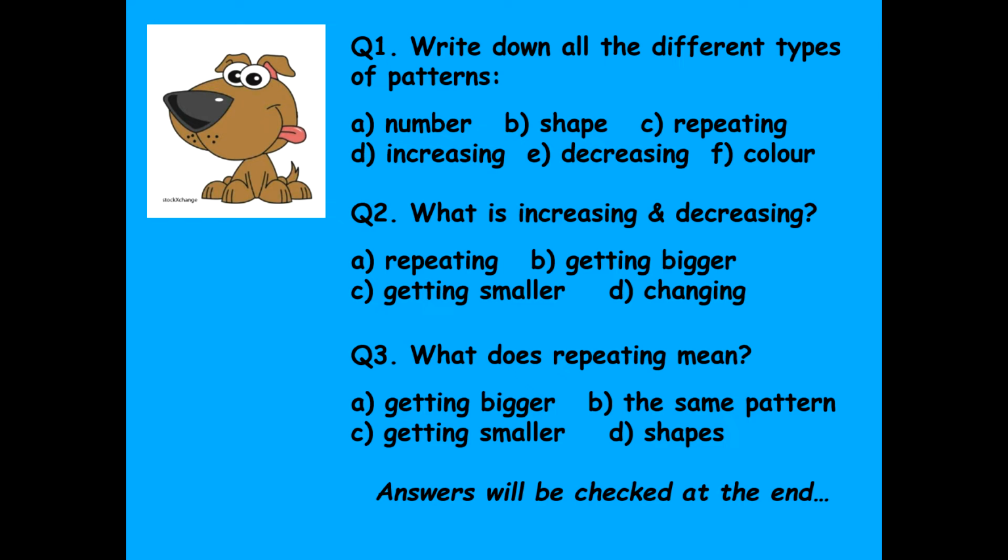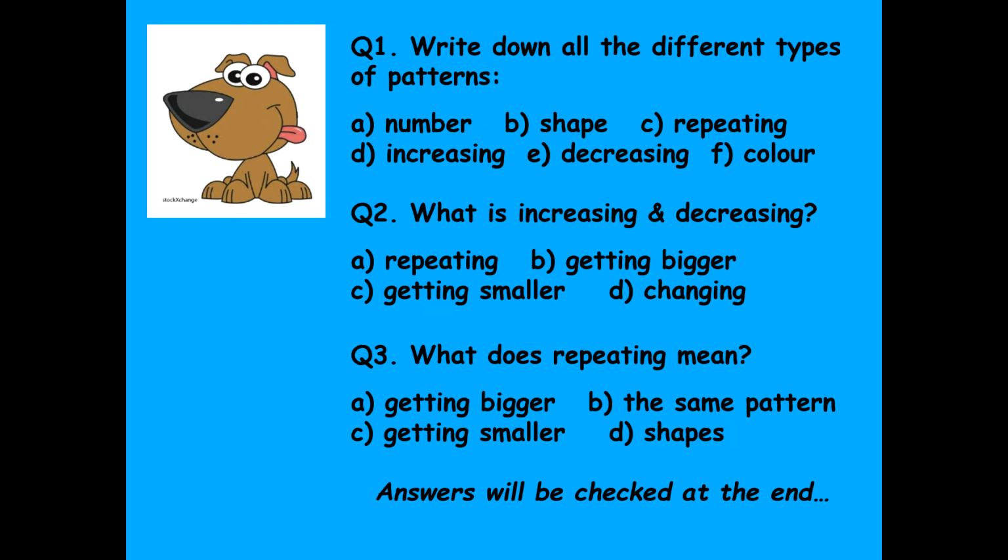Okay, number 1. This isn't a question, it's an instruction. I would like you to write down all of the different types of patterns that you can see here in front of you. You can choose from A, numbers, B, shapes, C, repeating, D, increasing, E, decreasing, and F, color. Write down one or more of those options to the answer to question 1.